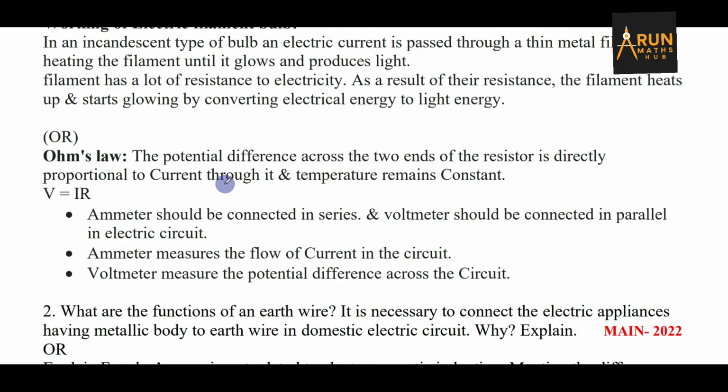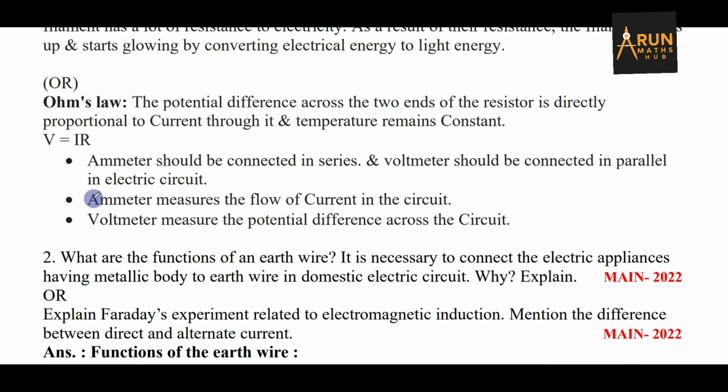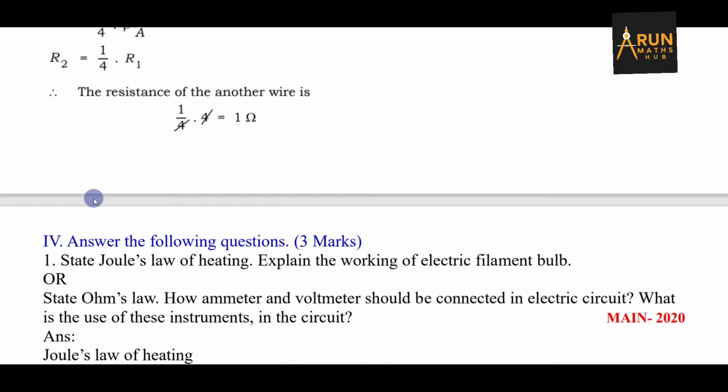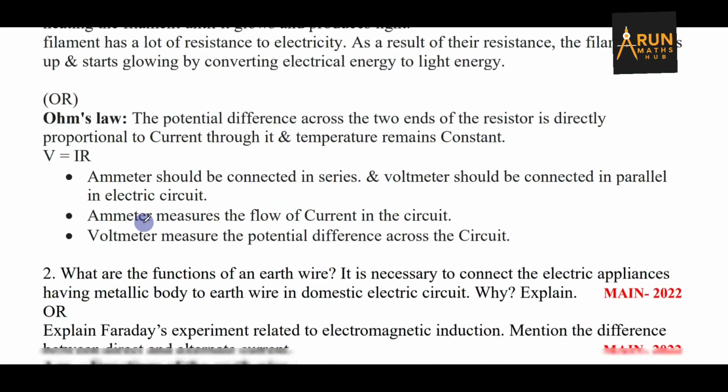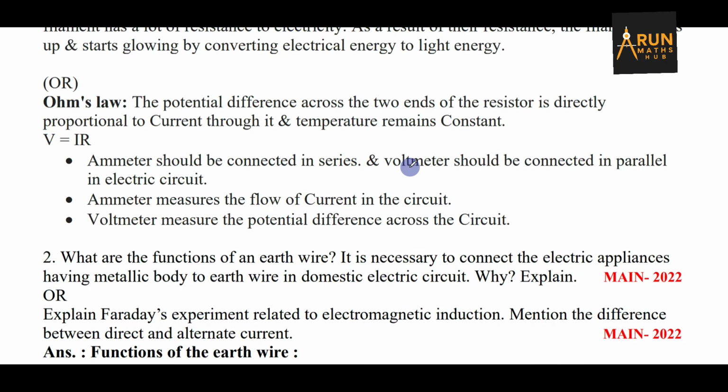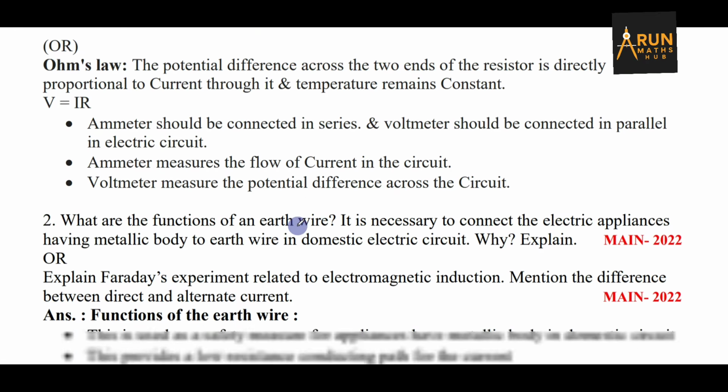Ohm's law. The potential difference across the two ends of a resistor is directly proportional to the current through it, provided temperature remains constant. V equals I R. See, ammeter should be connected in series and voltmeter should be connected in parallel in an electric circuit. Ammeter measures the flow of current in the circuit. Voltmeter measures the potential difference across the circuit.